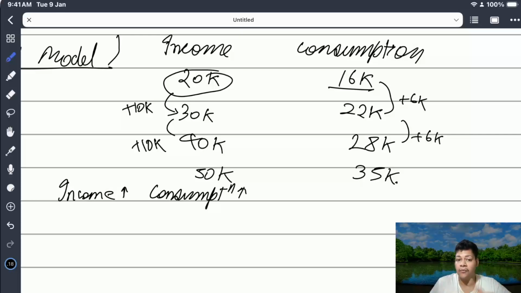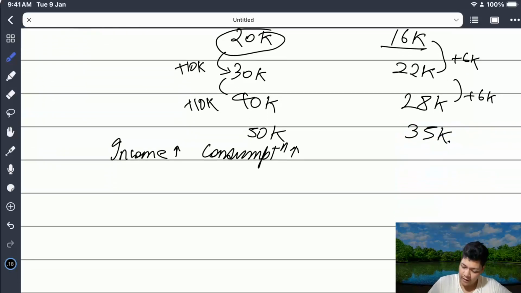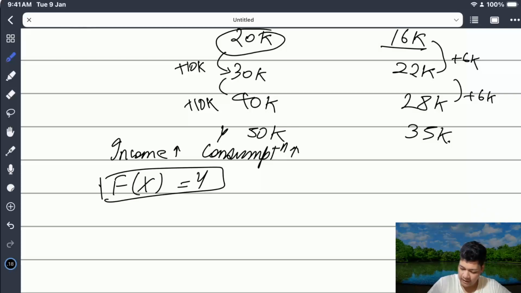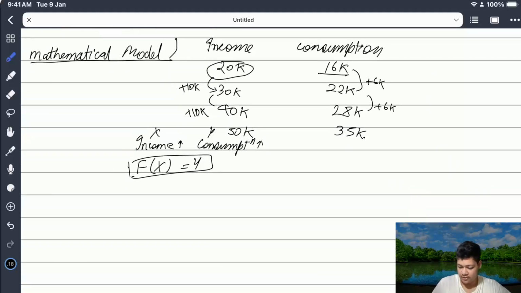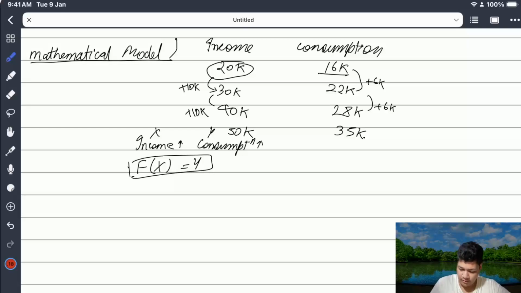In the very first, I said that the mother equation for income and consumption is Y equal to function of X. What is Y? Y is the consumption, X is the income. This is the order of the equation. Now, let's go with the mathematical model equation.